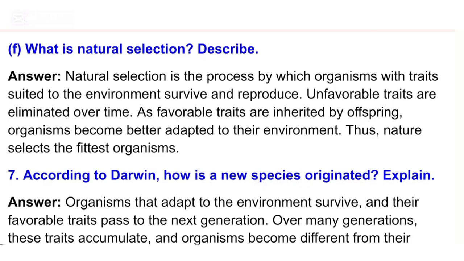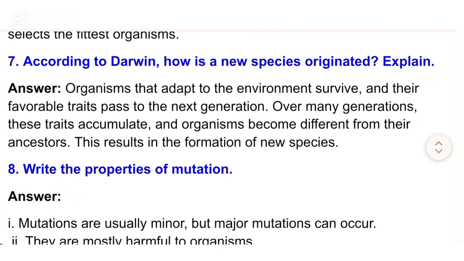7. According to Darwin, how is a new species originated? Explain. Answer. Organisms that adapt to the environment survive, and their favorable traits pass to the next generation. Over many generations, these traits accumulate, and organisms become different from their ancestors. This results in the formation of new species.